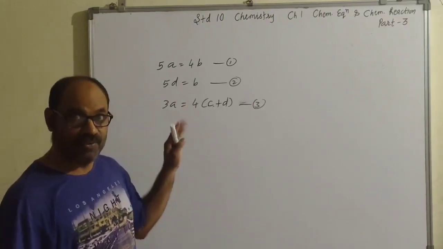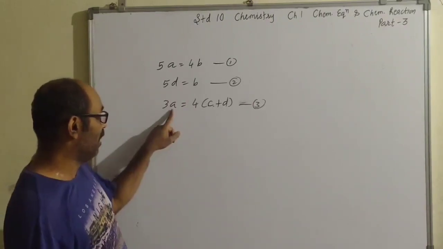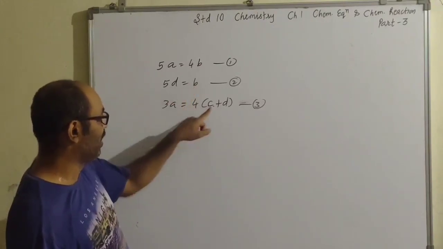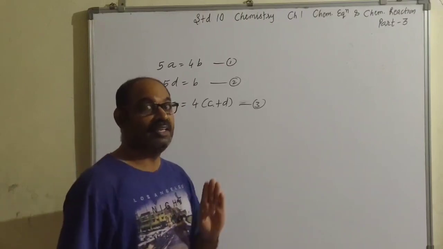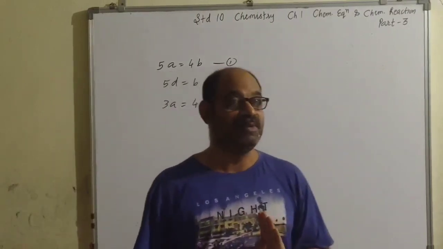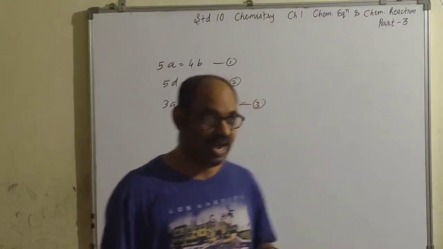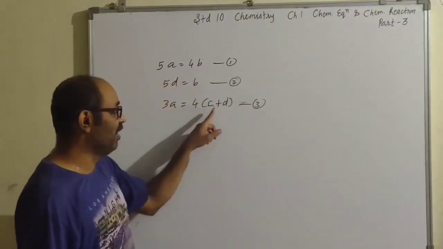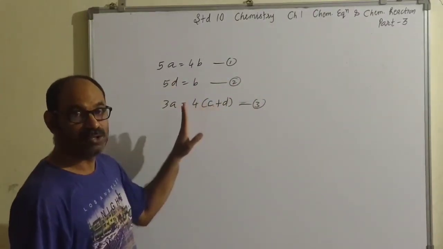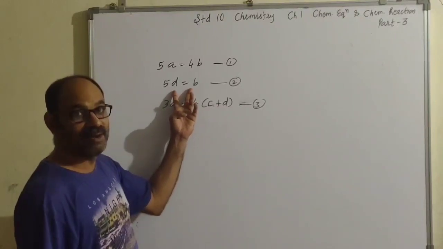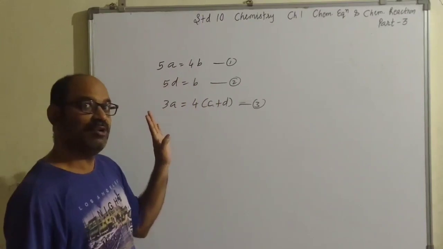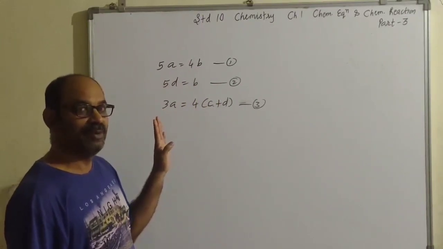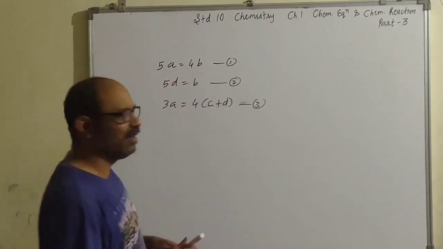The 3 equations involve variable A, variable B, variable C and variable D. 4 variables are there, and I want equality relationship between A, B, C and D. So how to do that? Here 3 variables are involved in the third equation, so don't pick up that. Only 2 variables are involved in the first and second, so whichever you want you pick up. Okay, let's pick up the first one.